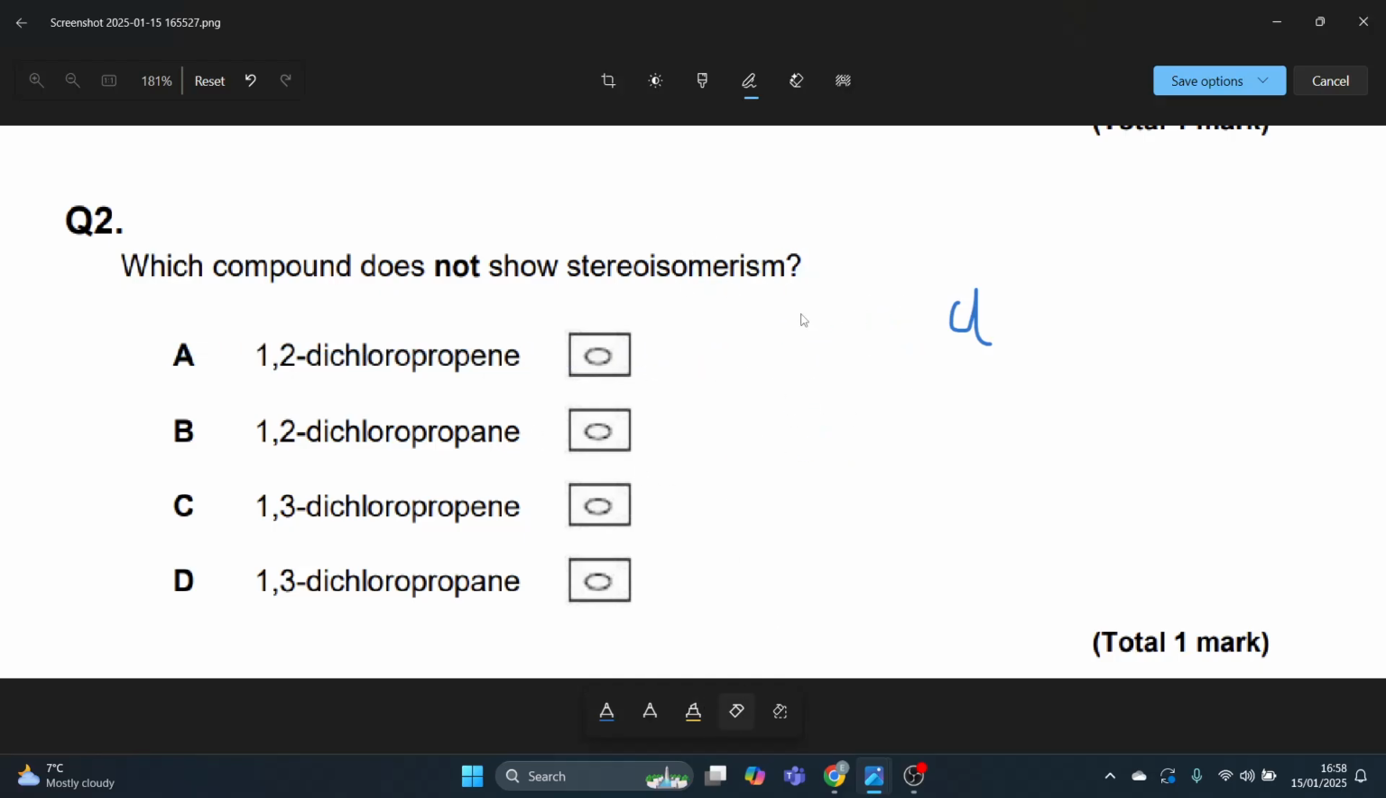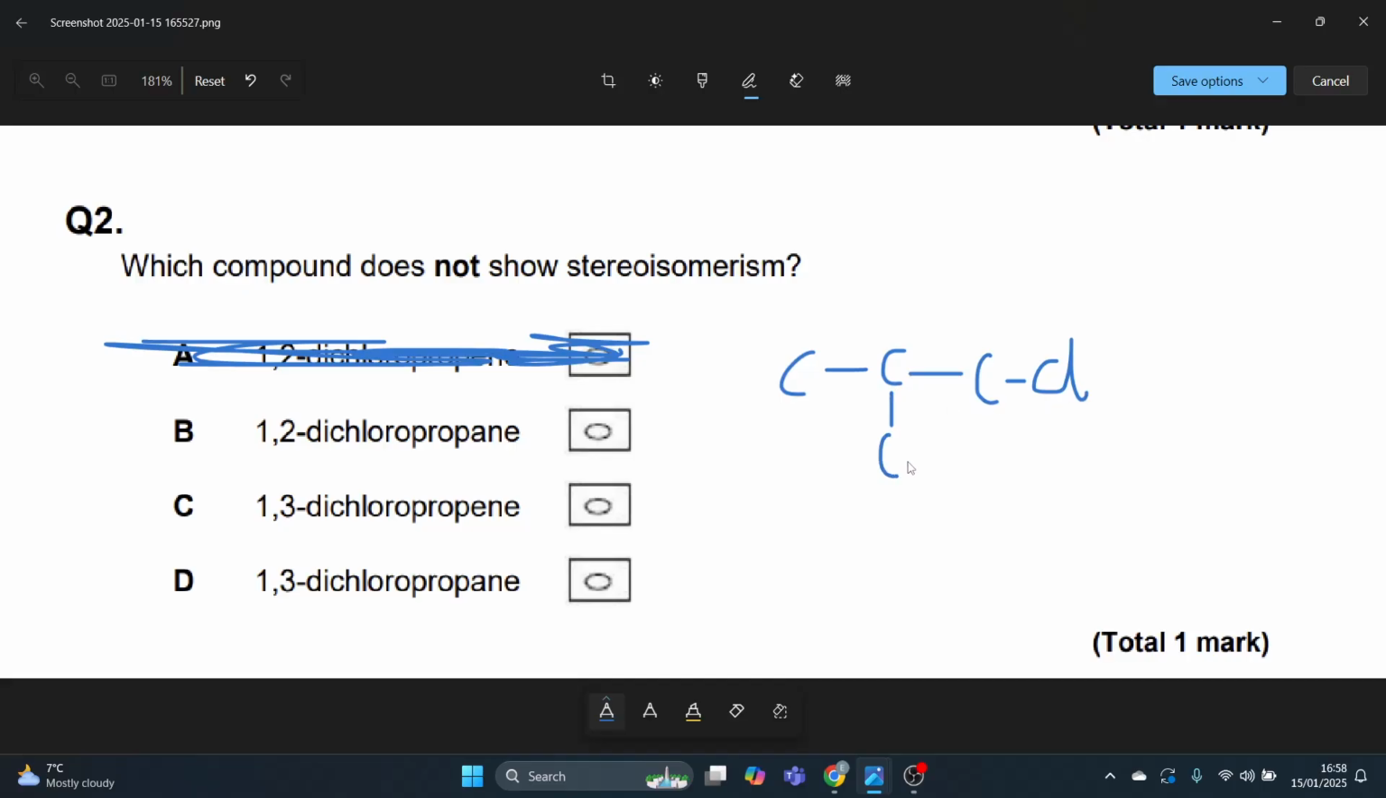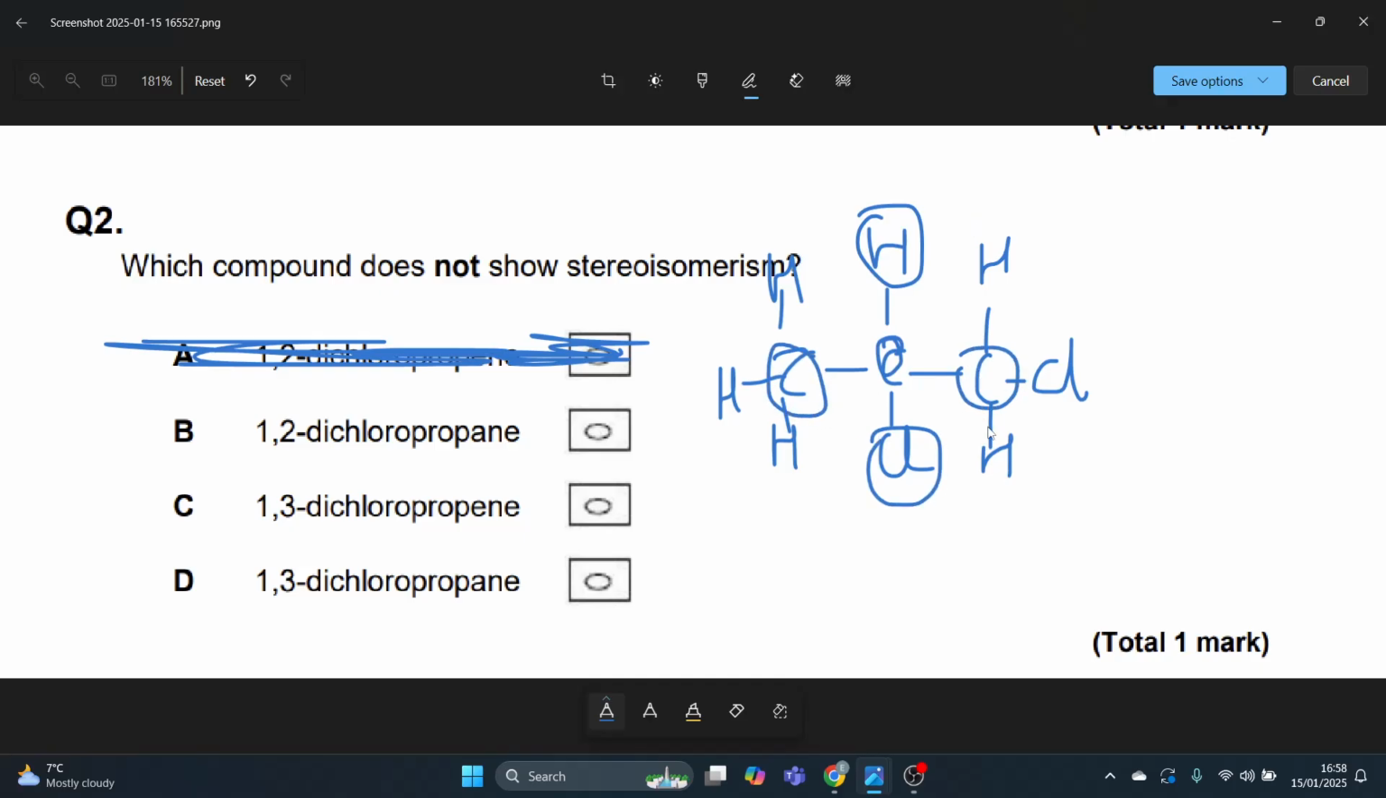1,2-dichloropropane. Oh yeah, let's cross this out. Methane, ethane, propane, chloro on the first carbon, chloro on the second carbon. Fill in the hydrogens. Will that show stereoisomerism? Yes, it will. Look at this carbon, 4 different groups attached: an H, a Cl, a methyl group, and a CH2Cl group. So that will show stereoisomerism. And obviously the question is asking which one does not show stereoisomerism.